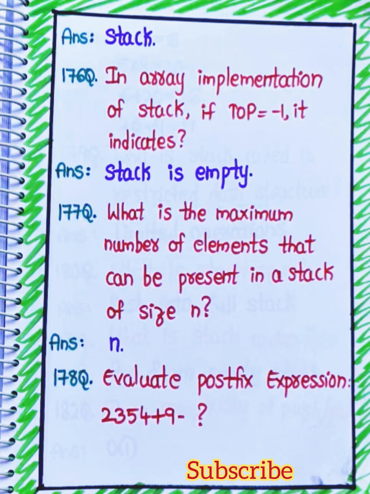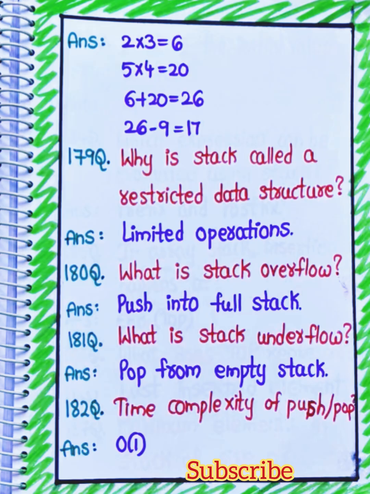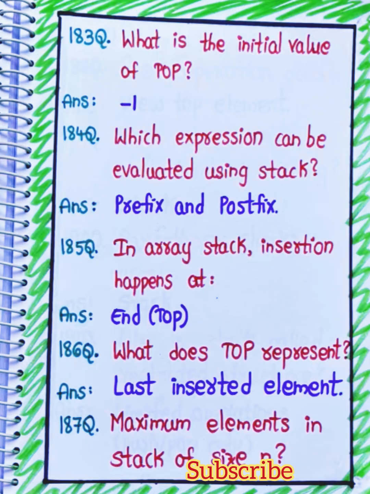Answer is n. Evaluate postfix expression 2 3 5 4 plus 9 minus: 2 into 3 equal to 6, 5 into 4 equal to 20, 6 plus 20 equal to 26, 26 minus 9 equal to 17. Why is stack called a restricted data structure? Limited operations. What is stack overflow? Push into full stack. What is stack underflow? Pop from empty stack. Time complexity of push or pop? O(1).